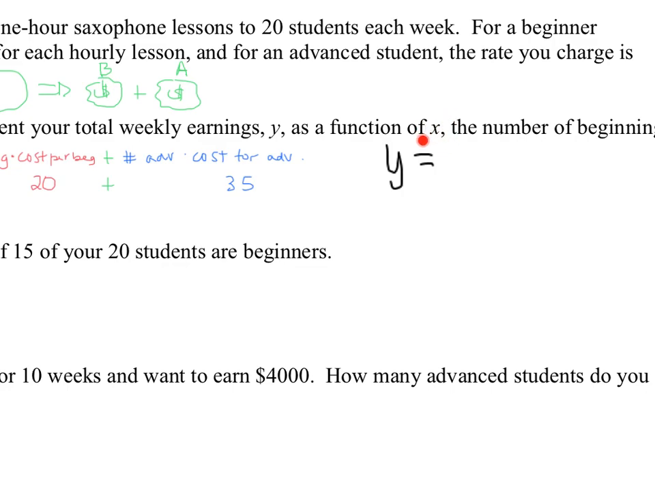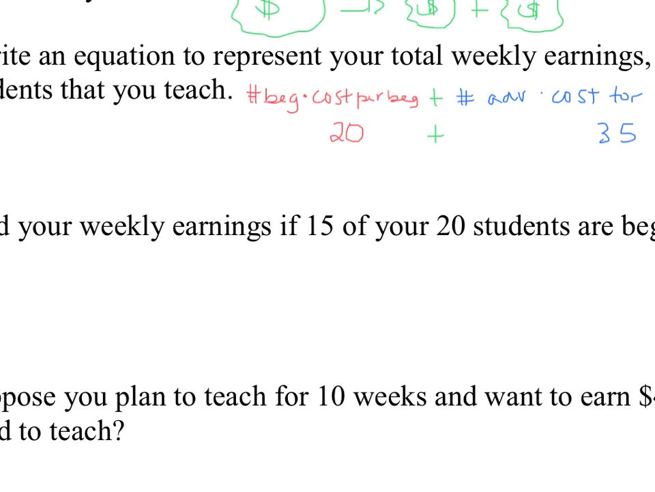Then they also give us this variable. They say to use x, and that x is going to stand for the number of beginning students that we teach. So right here where it says number of beginners, I don't know it, but they told me to use x, so I will. And then instead of x20, I'm just going to write it as 20x. It'll look a lot better.